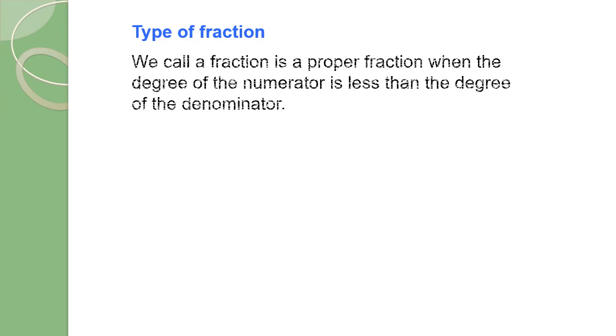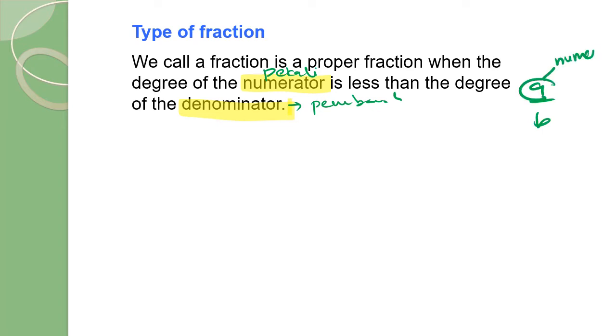So there are types of fractions. We call a fraction a proper fraction when the degree of the numerator is less than the degree of the denominator. So what is the numerator? What is the denominator? If we translate into Malay, the numerator is perkali, right? And the denominator is pembawah. So A over B, A is the numerator, B is the denominator. For those who don't know, the numerator is on top, the denominator is at the bottom.